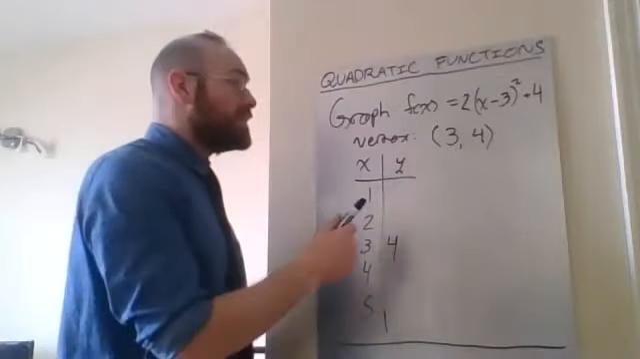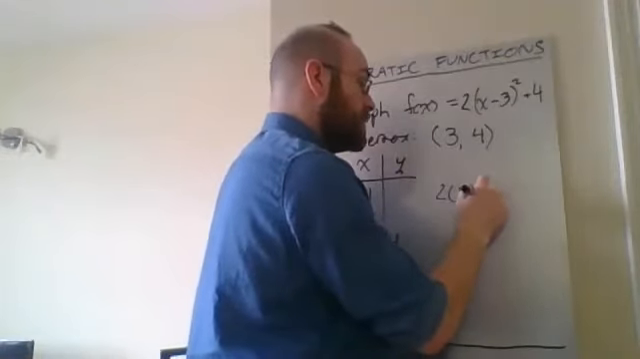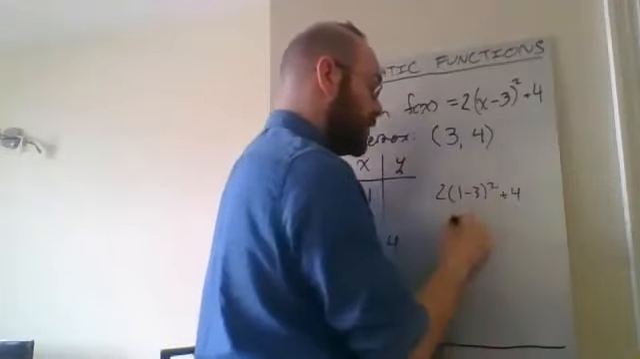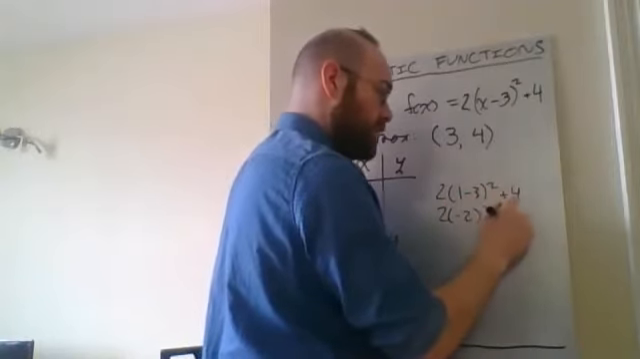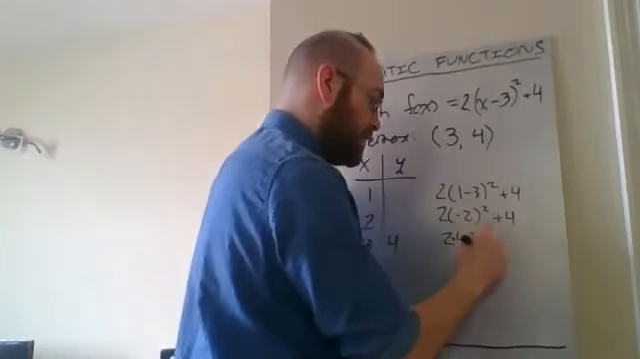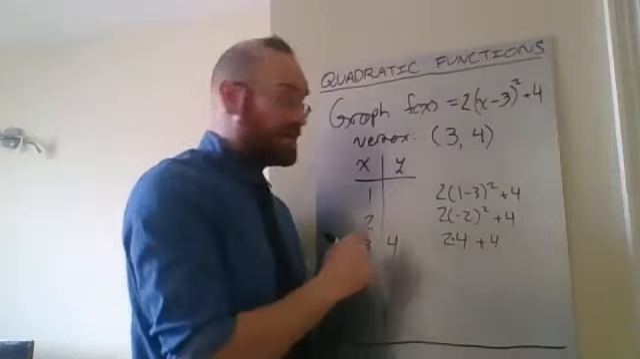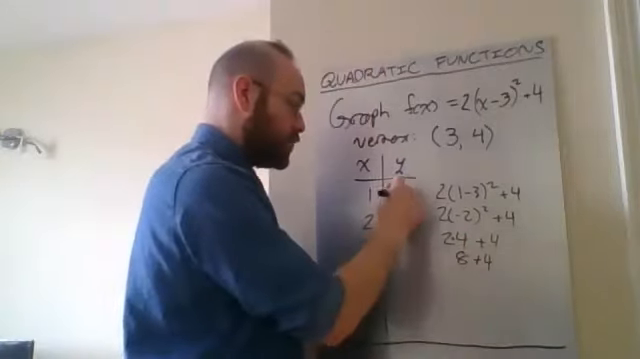And now we're going to plug in the values. So we have 2 times (1 minus 3) squared plus 4. So 1 minus 3 is negative 2. Negative 2 squared is 4. 2 times 4 is 8. And 8 plus 4 is 12.